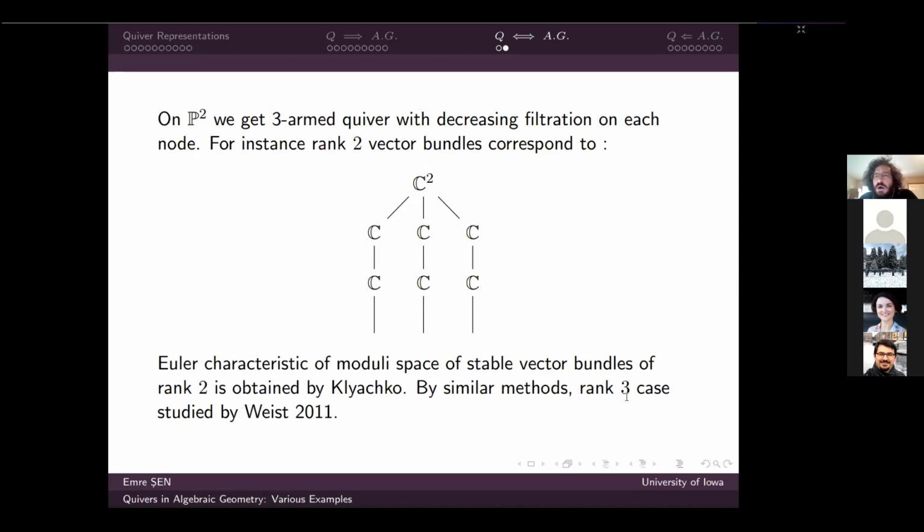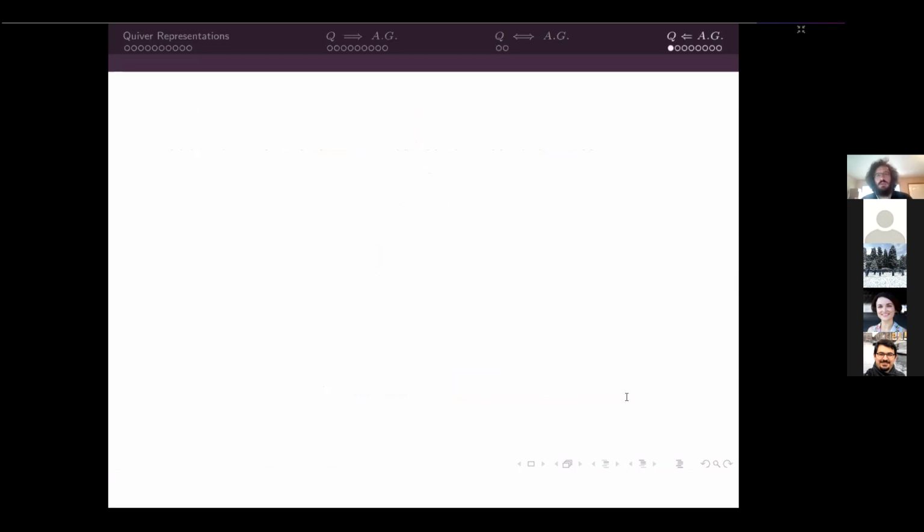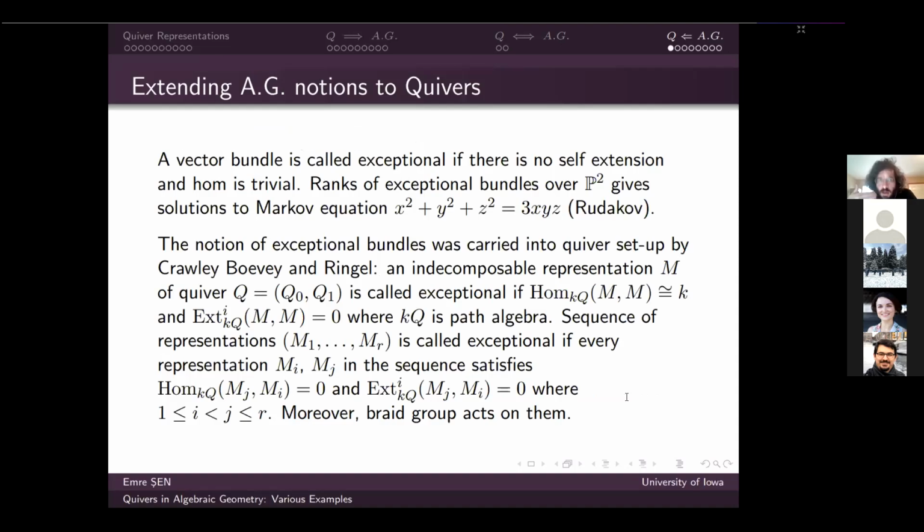Okay. Now let's continue with the other thing, the other premise. If time remains, or maybe in the coffee time, I can talk about the derived category or the result of this Bailinson. But now let's consider how we can take algebraic geometry notions and how we can carry them into the quivers. So this is the other nice part.